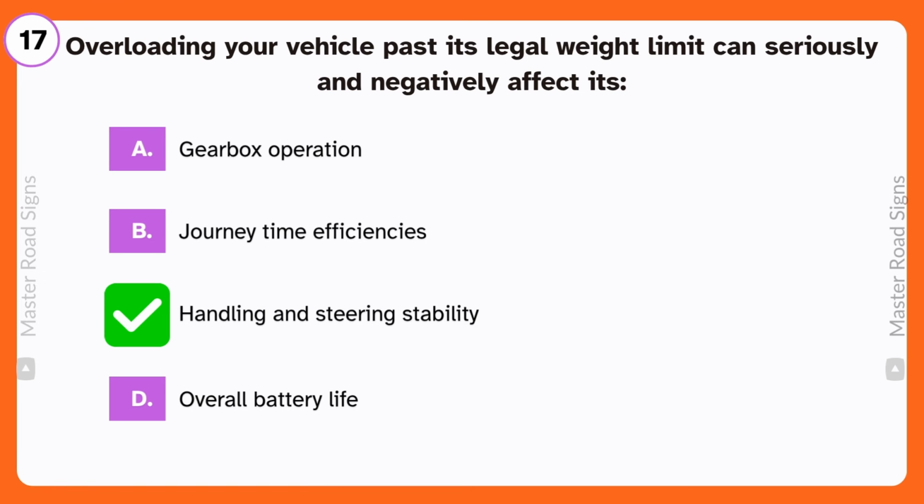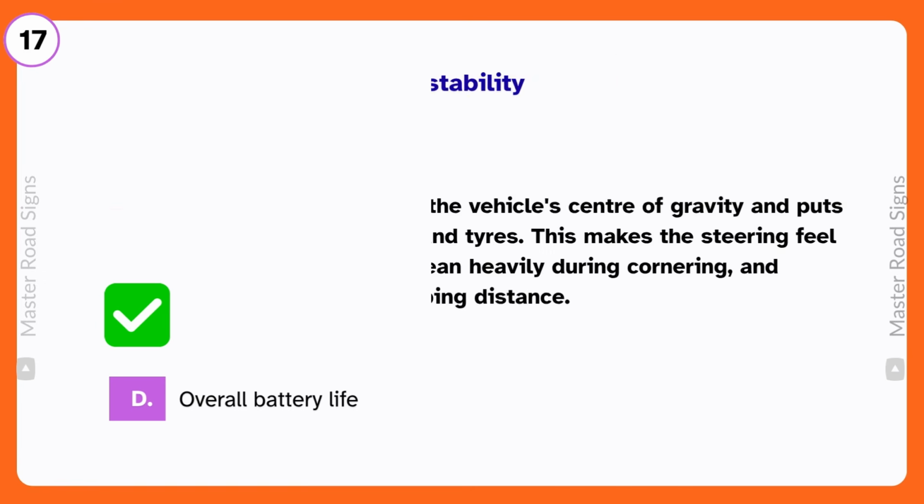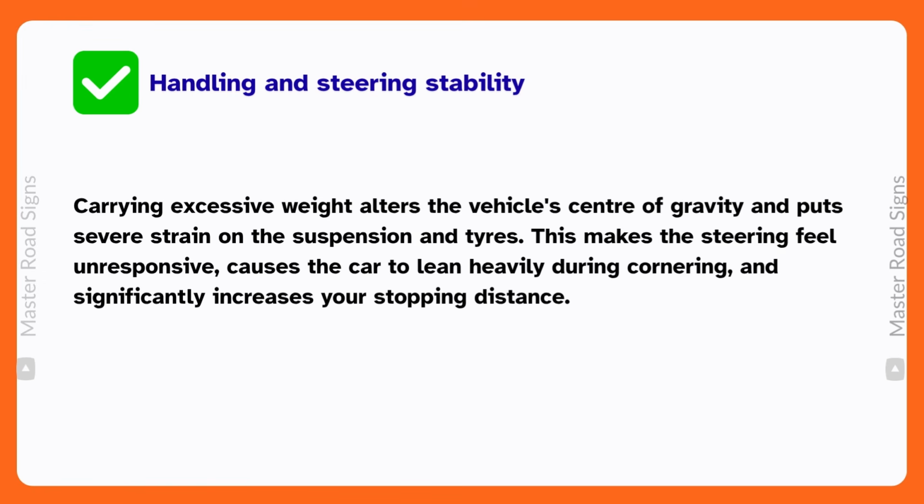Correct answer is option C, handling and steering stability. Carrying excessive weight alters the vehicle's centre of gravity and puts severe strain on the suspension and tyres. This makes the steering feel unresponsive, causes the car to lean heavily during cornering, and significantly increases your stopping distance.